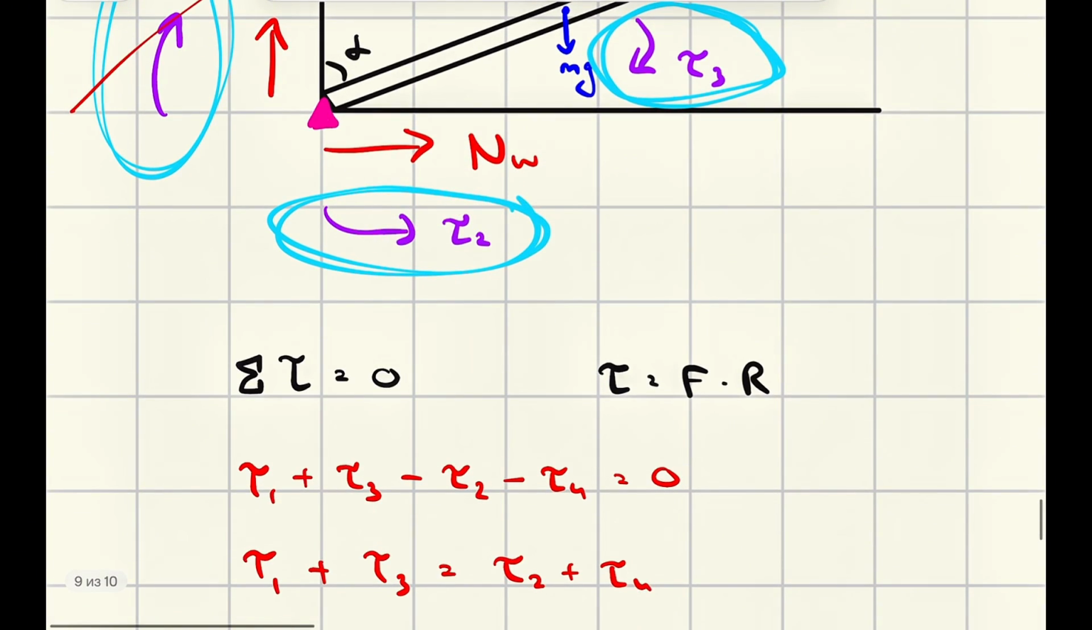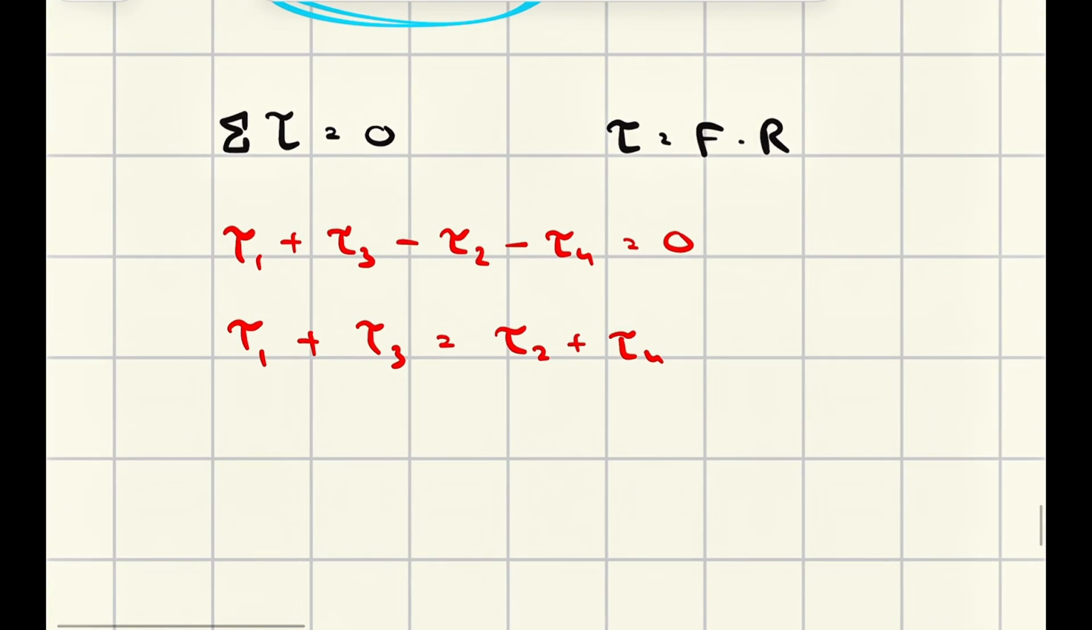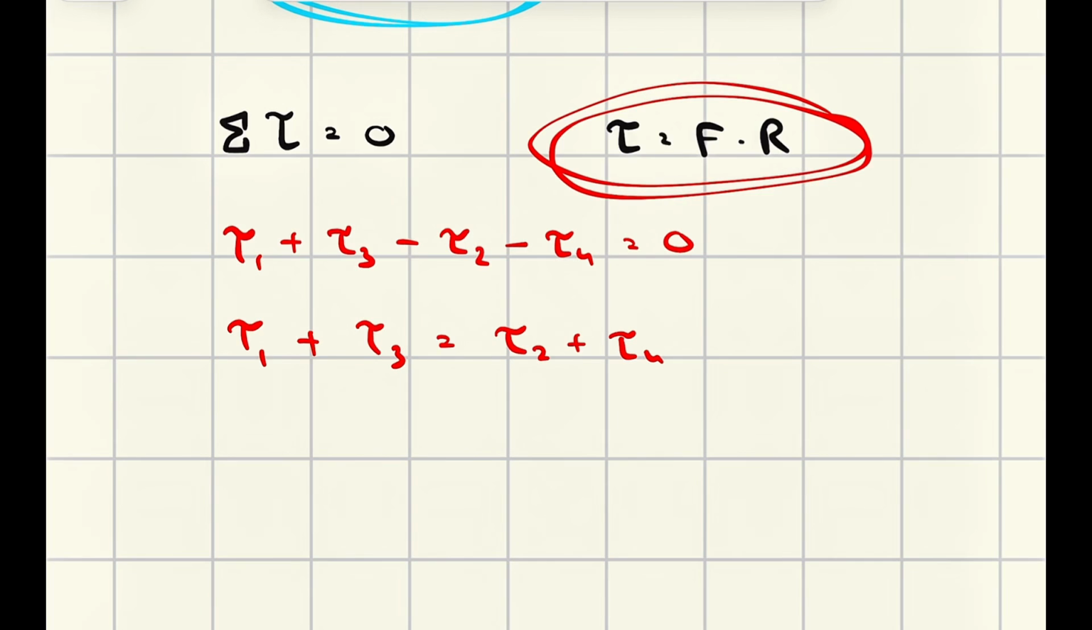The question is why. The answer to it would be what? As we know, this is the formula, and this is the force which is trying to rotate the object. And this is the distance of this force from the pivot.